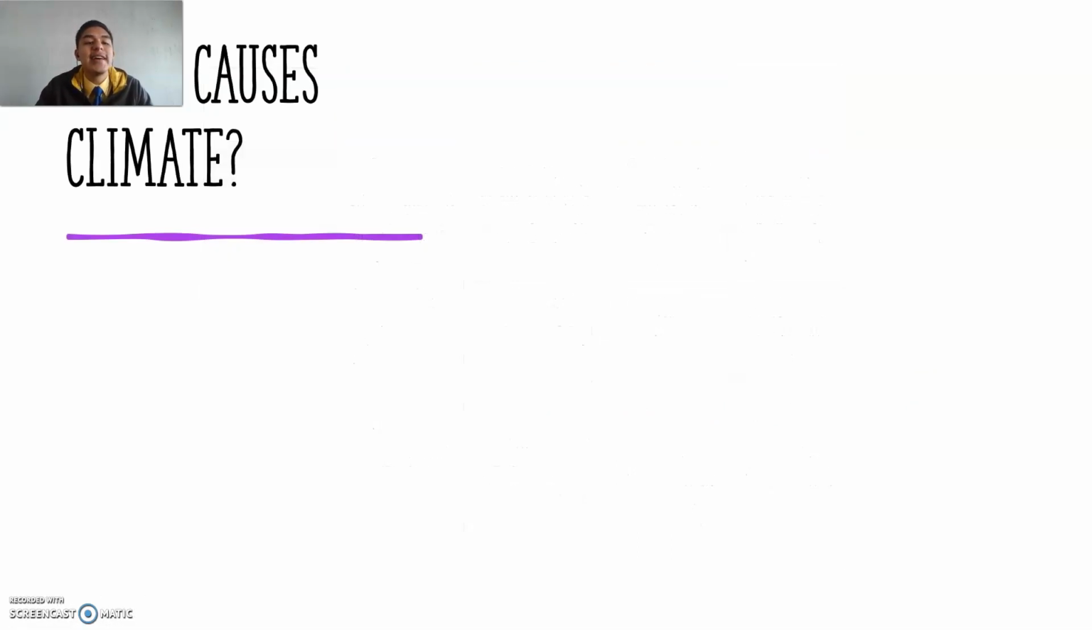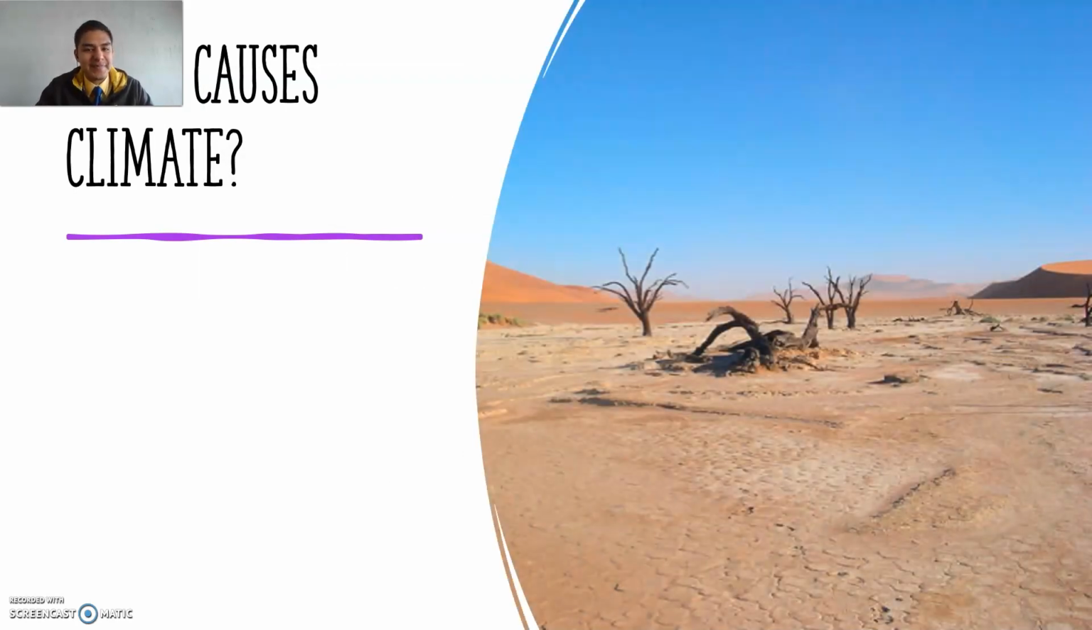All right, and now let's go with our topic after this brief introduction. So what causes climate? And we are going to double check on how to relate this picture with the following information. Climate changes due to changes in the atmosphere, air, and the ocean.